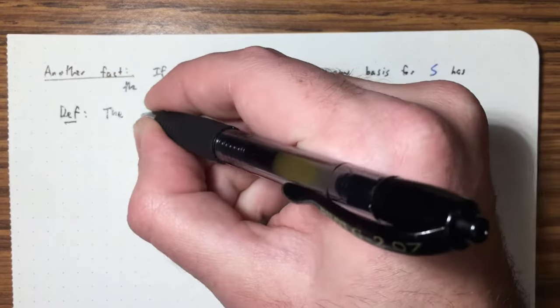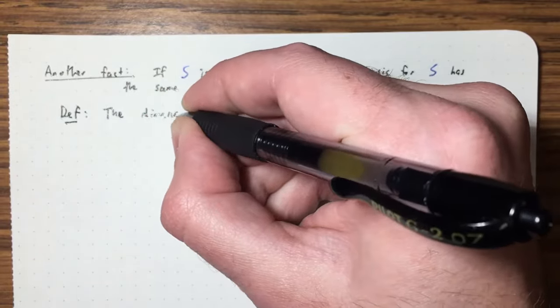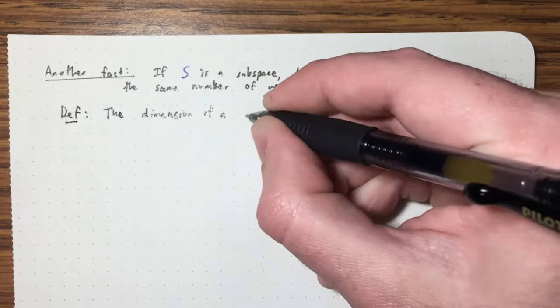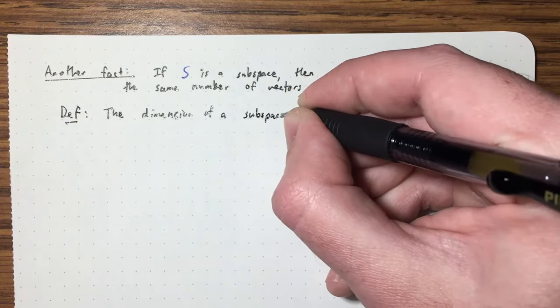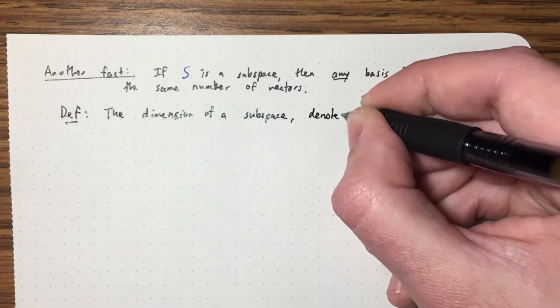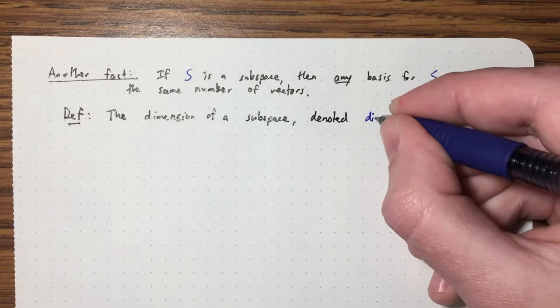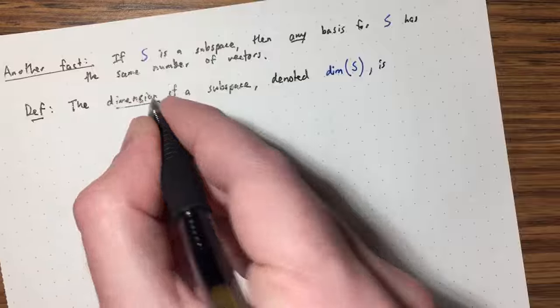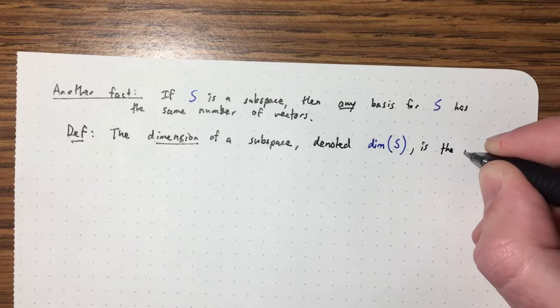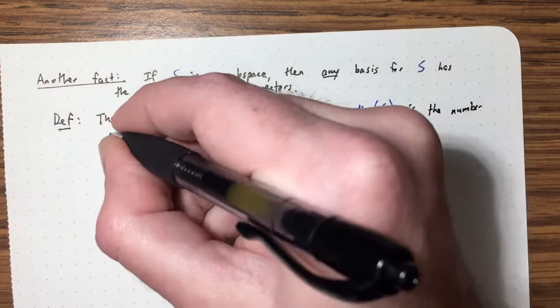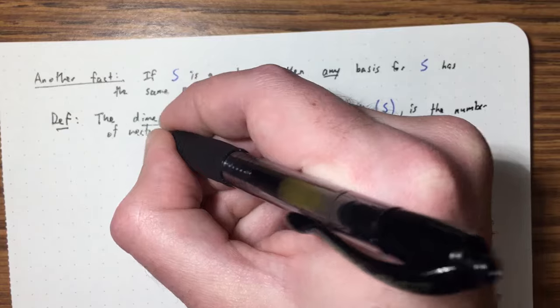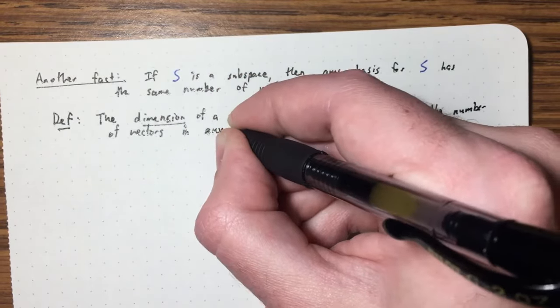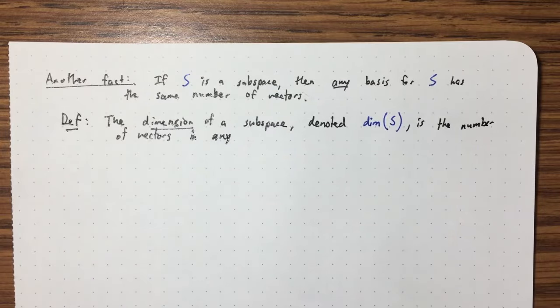So the dimension, very important definition, the dimension of a subspace, denoted dim S, like this, is the number of vectors in a basis. In any basis. By the above fact, it doesn't matter what basis we choose, it's going to have the same number of vectors. So we just have to find one basis, and the number of vectors in that basis we call the dimension of the subspace.